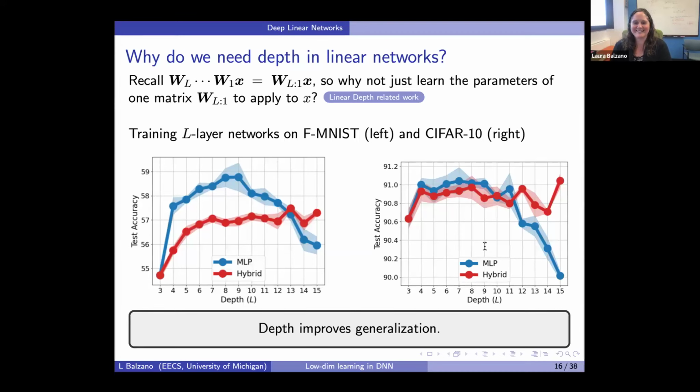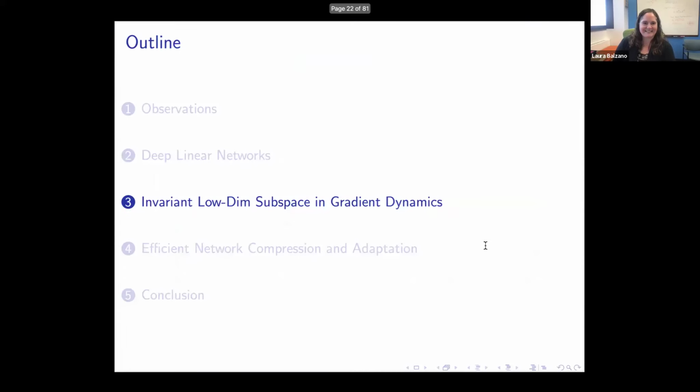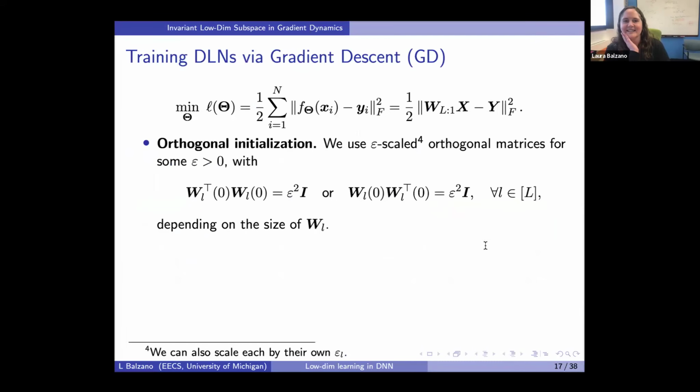Keep them coming. All right, but let me get to some results. Okay, so we're going to focus our theory on deep linear networks. So again, I have this f of theta, which is just WL:1, the product of L matrices. And I'm going to train it using mean squared error loss.